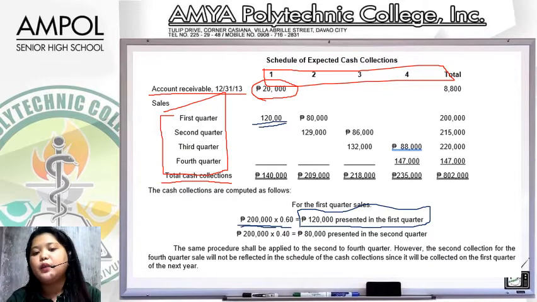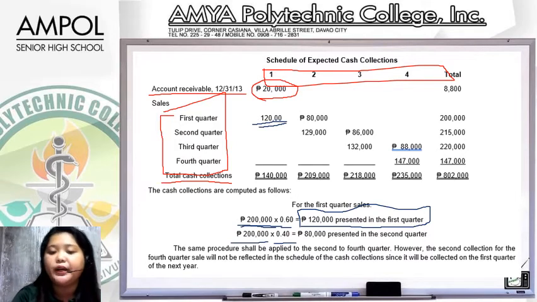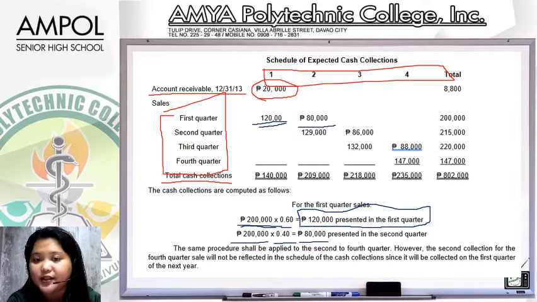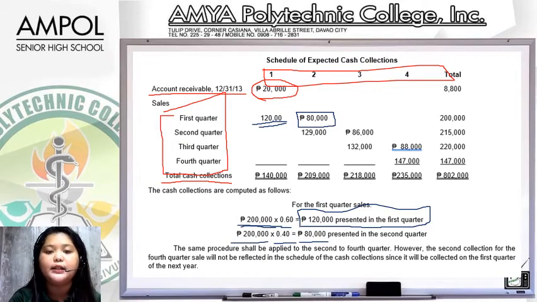Okay? The same lang din sa 40%. So 200,000 pa rin para sa first quarter na payment. So 200,000 multiplied by 40%. So that is 80,000. So this is presented on the second quarter. So the same procedure shall be applied sa second, third, and fourth.